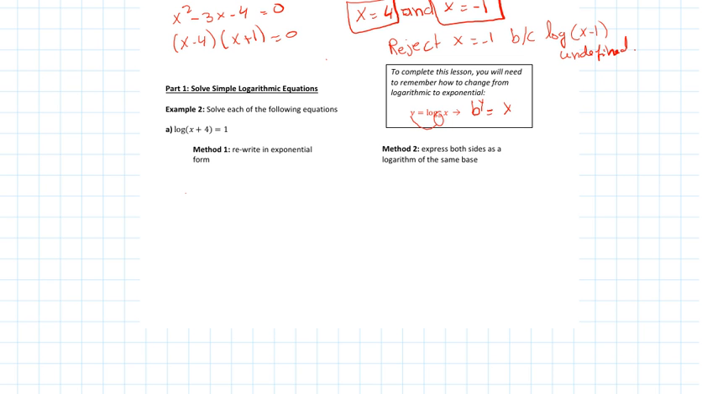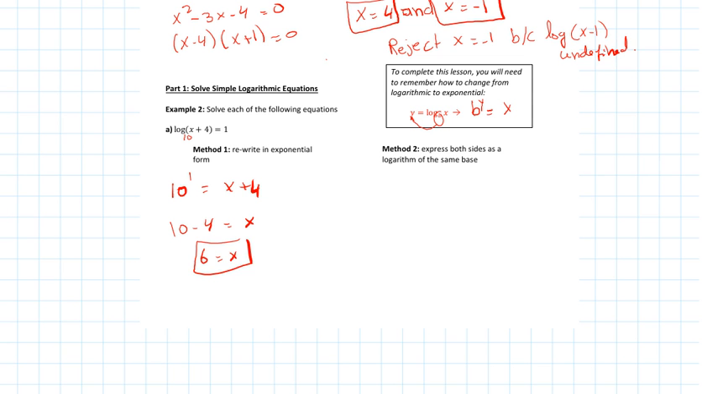So if I'm going to solve this, this is a base 10 here. So I can rewrite it in exponential form. And then that will be 10 to the power of 1 equals x plus 4. So I wrote it in exponential form. Bring the 4 over. So 10 minus 4 equals x. And x equals 6. And that would be my solution.